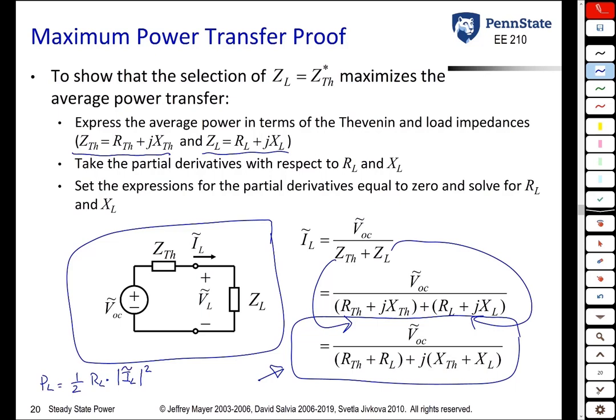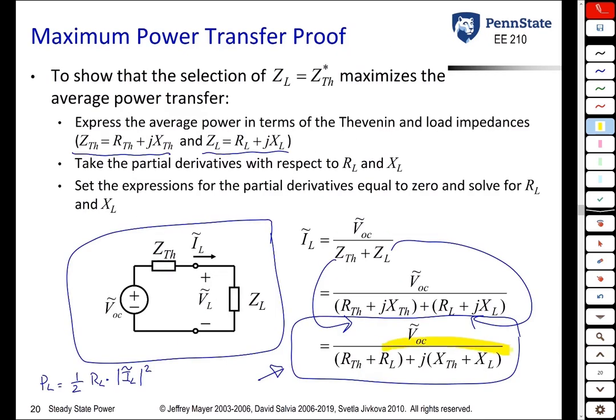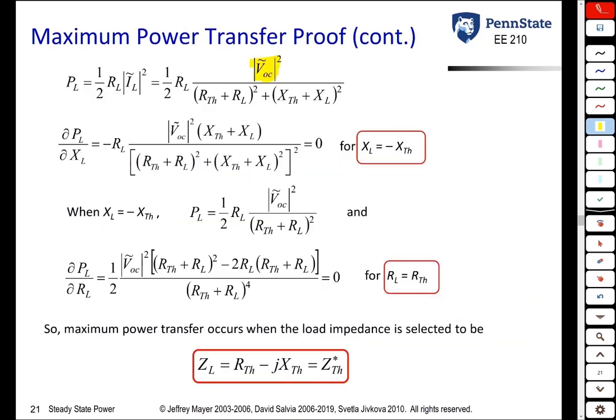So let's see what that is. If the power absorbed by the load is 1/2 times RL times the magnitude of the load current squared, we get 1/2 times RL times the magnitude of the numerator squared over the magnitude of the denominator squared. The denominator was a complex number, so to find its magnitude, you take the real part squared, add the imaginary part squared, and take the square root. And of course, if you're squaring it, you don't have the square root, so you just have the real part squared plus the imaginary part squared.